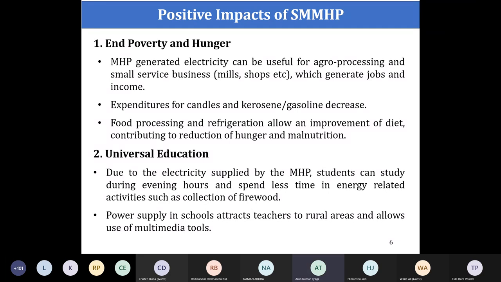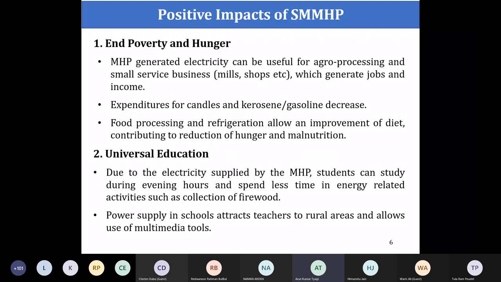Food processing and refrigeration allows an improvement of diet, contributing to reduction of hunger and malnutrition. So these are the end poverty and hunger related positive impacts.